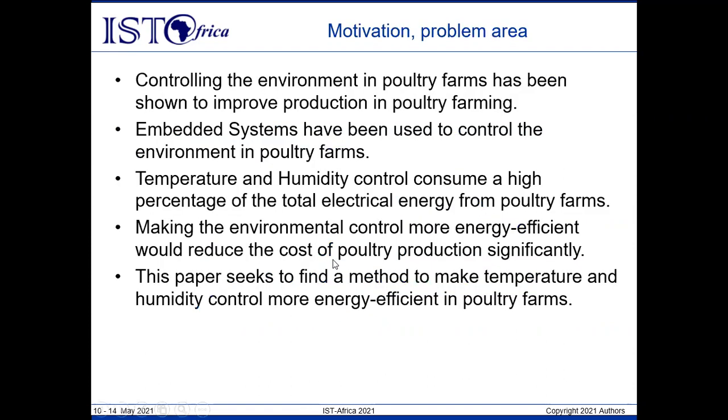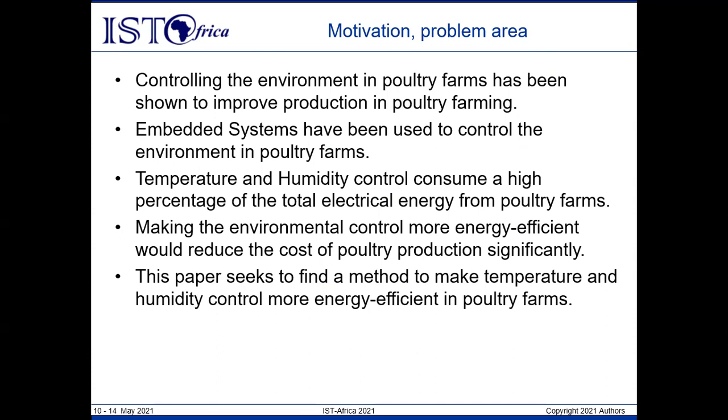Controlling the environment in poultry farms has been shown to improve production in poultry farming. You find that the birds tend to be happier and grow bigger when they're in environments that are suitable for their growth. So embedded systems have been used to control this environment in poultry farms.